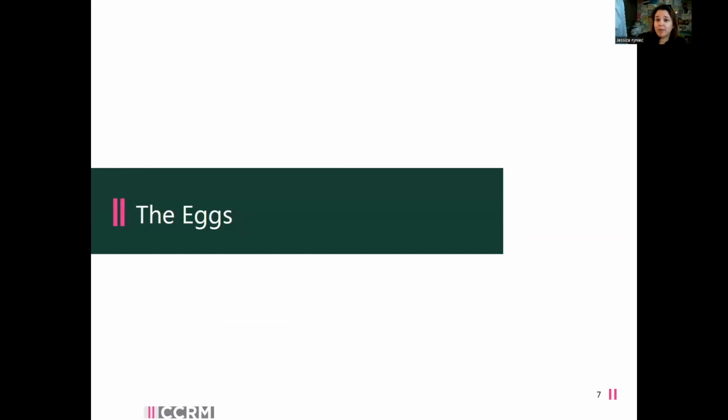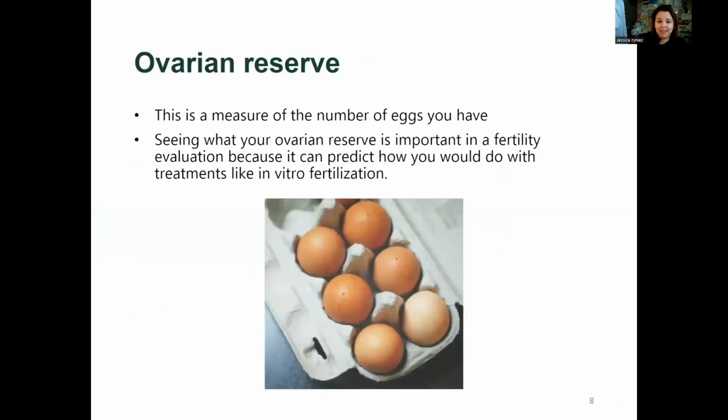So let's talk about the eggs first. What is ovarian reserve? This is the measure of the number of eggs that you have right now. A person is born with all of the eggs that they're going to have, and that number and the quality of the eggs, unfortunately, goes down as we get older. So seeing what your ovarian reserve right now is important in a fertility evaluation because it can predict how you would do with treatments like in vitro fertilization.